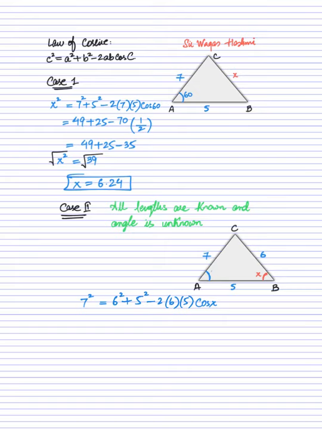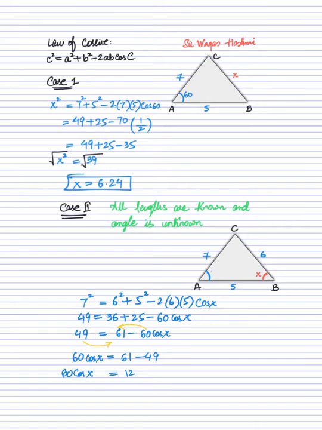Now we need to simplify. So 7 square is 49 equals 6 square, 36, plus 5 square, 25, minus 2 sixes are 12, 5 twelves are 60, cos x. After that, 36 plus 25 will be 61, minus 60 cos x equals 49. I need to arrange my equation a little bit, so I will shift minus 60 cos x to the left side and 49 to the right side. So the minus 60 cos x on the left side will be positive 60 cos x equals 61 minus 49. Now 61 minus 49 is 12, so 12 equals 60 cos x.